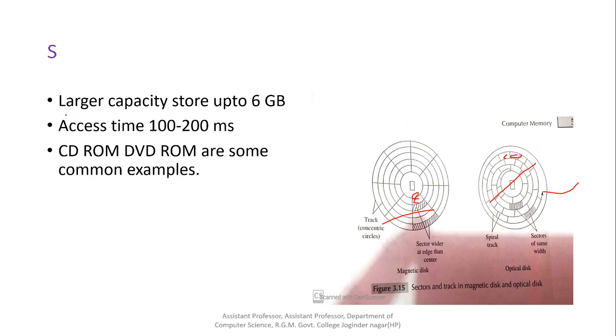The capacity of these optical disks is up to 6 GB of data, and the access time is 100 to 200 milliseconds. They are slower than hard disks. The main examples of optical disks are CD-ROM and DVD-ROM. They are some common examples or categories of optical disk.